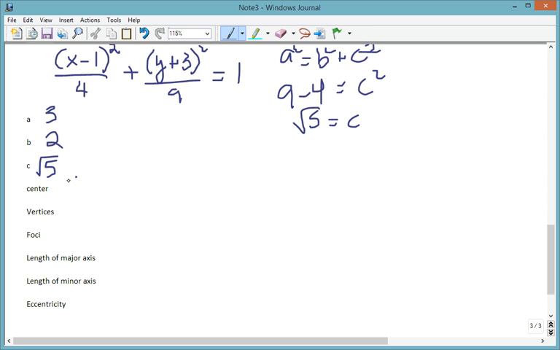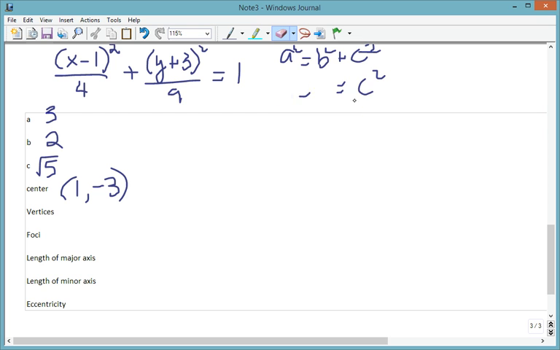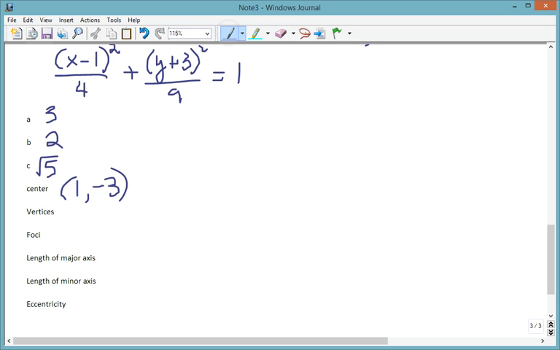The center is where I've shifted it. So the x is shifted to the right 1, positive 1. The y is shifted down 3. It's always the opposite of whatever's inside that parentheses with the letter. Okay, so let's sketch a little graph here. I'm going to go over 1, down 3. Okay, there's my new center.